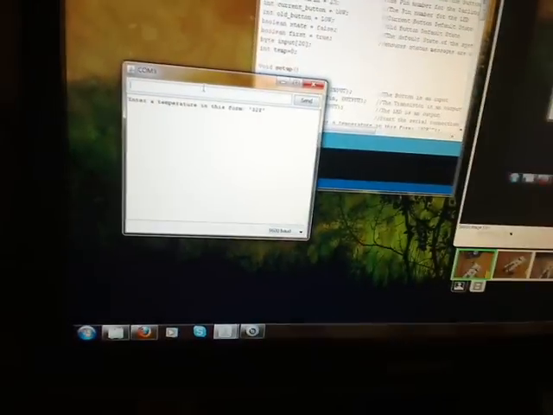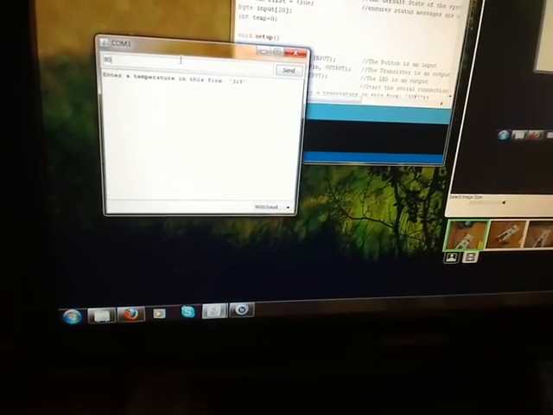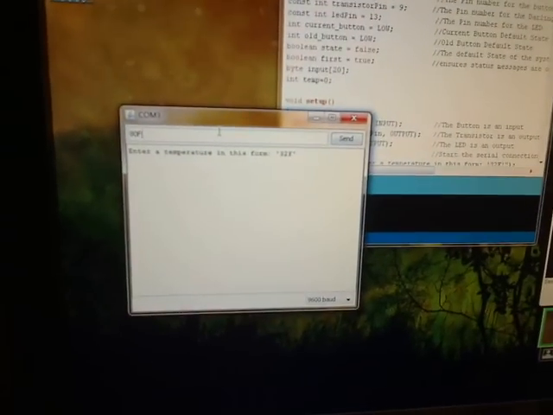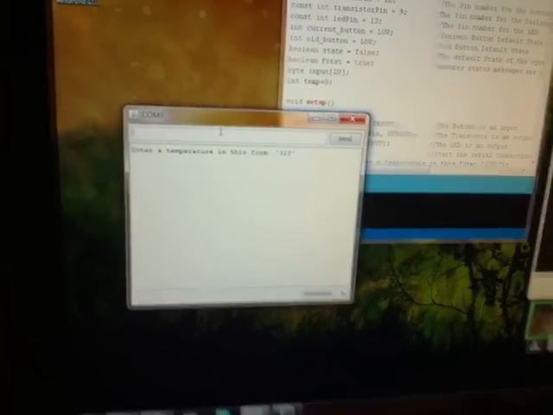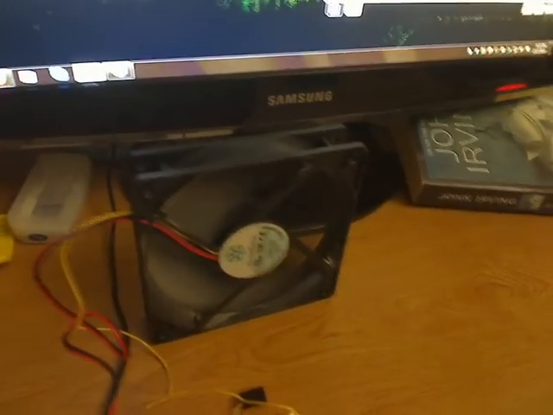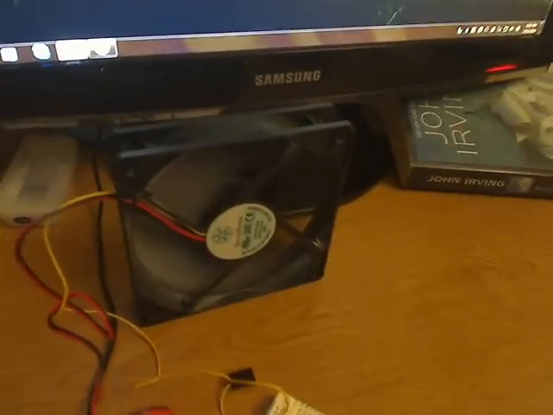And then I'll do 80 Fahrenheit. And the fan stays on because it's still above 77. And that's it.